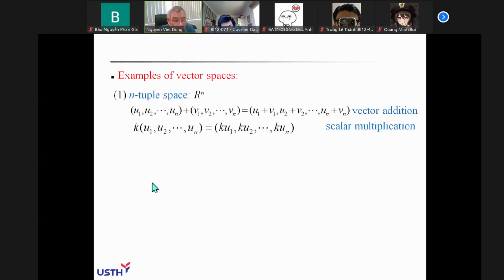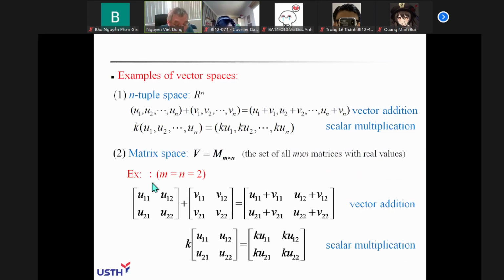The next example is exactly the n space, the n space with standard operations. The standard operations we defined already, and obviously that one is a vector space. Why is that? Because we use exactly the 10 properties of standard operations on vectors in n space to define the vector space. So there is nothing to verify here.